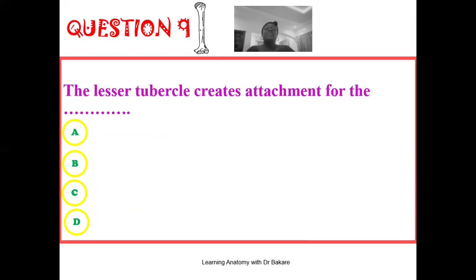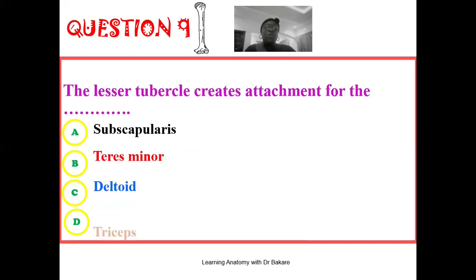The ninth question reads that the lesser tubercle creates attachment for the dash. Is it seen to create attachment for the subscapularis? Is it seen to create attachment site for the teres minor? Is it seen to create the attachment site for the deltoid muscle? Or is it seen to create attachment site for the triceps brachii muscle? The correct answer here is the subscapularis.